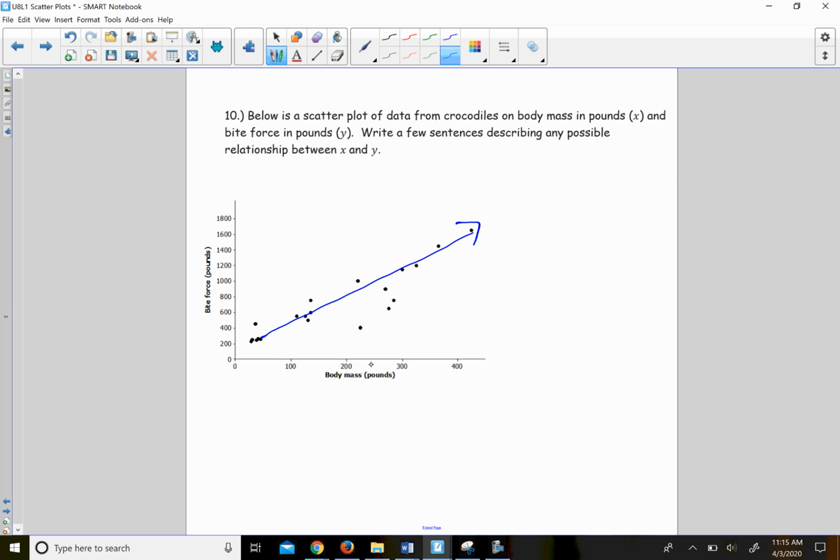As the body mass increases, 400 pounds has almost 1,600 pounds of bite force, versus maybe a 50-pound alligator that has a bite force, I don't want to say only, but a bite force of around 500. So write a few sentences describing what we see. Well, we see a positive correlation.